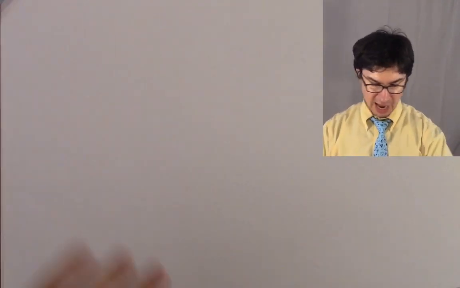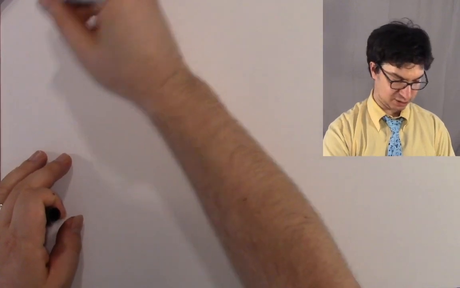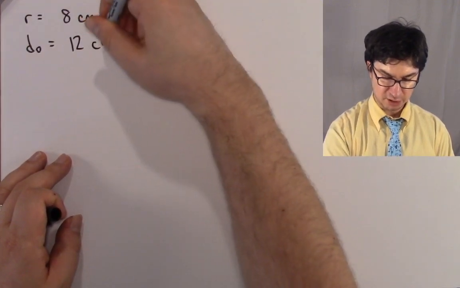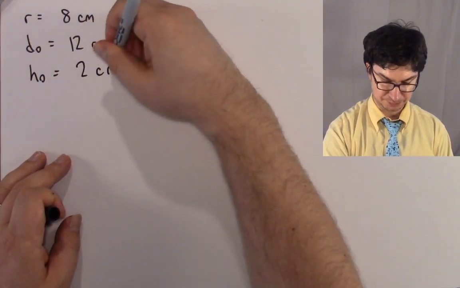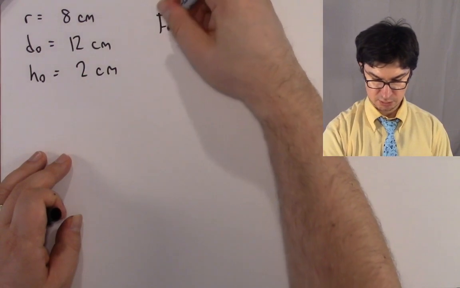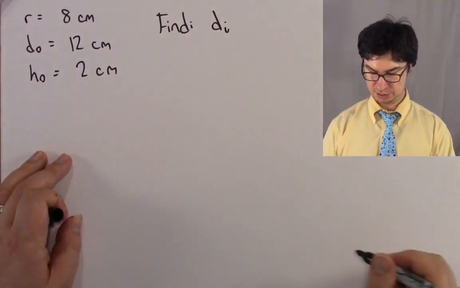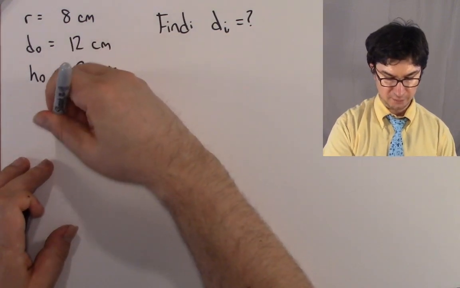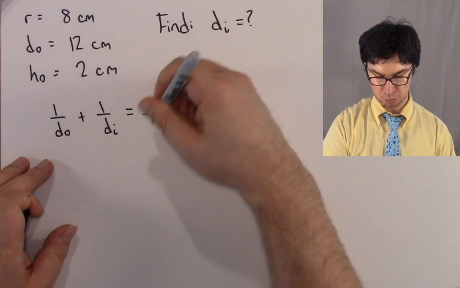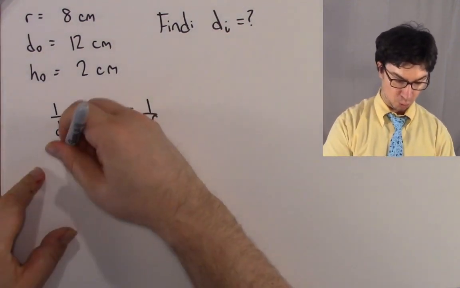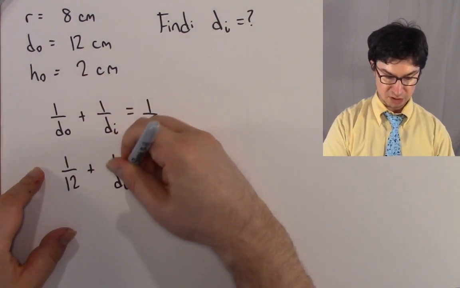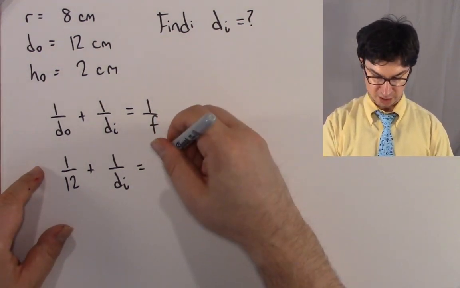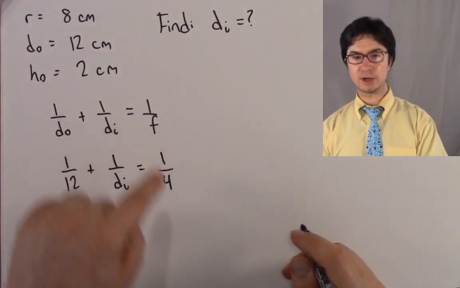All right, so in our problem here, what are we given? We've got our R equals 8 centimeters. We've got the object distance is equal to 12 centimeters. We've got the object height is equal to 2 centimeters. Okay. The first thing we want to find is the image distance. All right, so how do we find the image distance? Let's look at the mirror equation. 1 over dO plus 1 over dI equals 1 over f. Let's make some substitutions. So 1 over 12 plus 1 over dI equals 1 over the focal length, and the focal length in this case is 4, right? Now, how do I know that the focal length is 4?